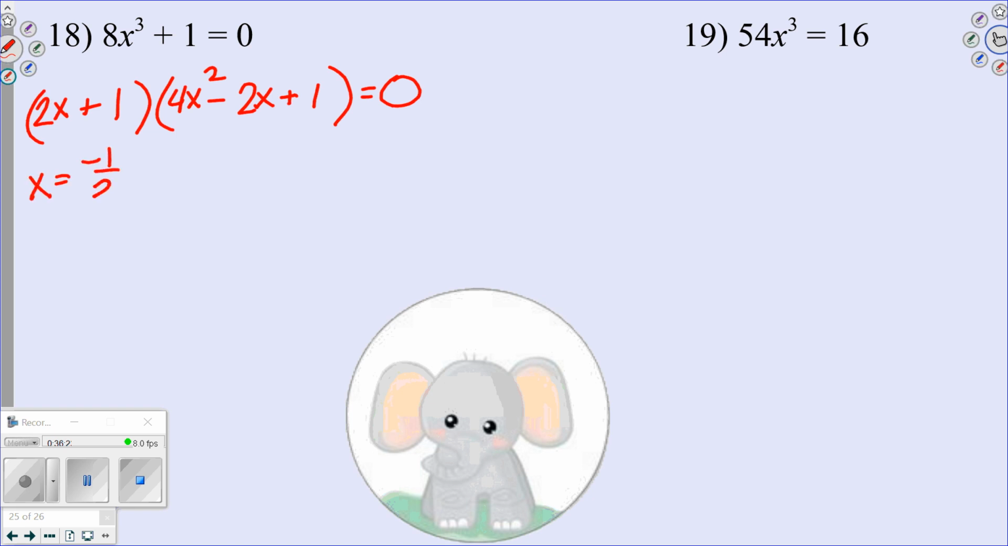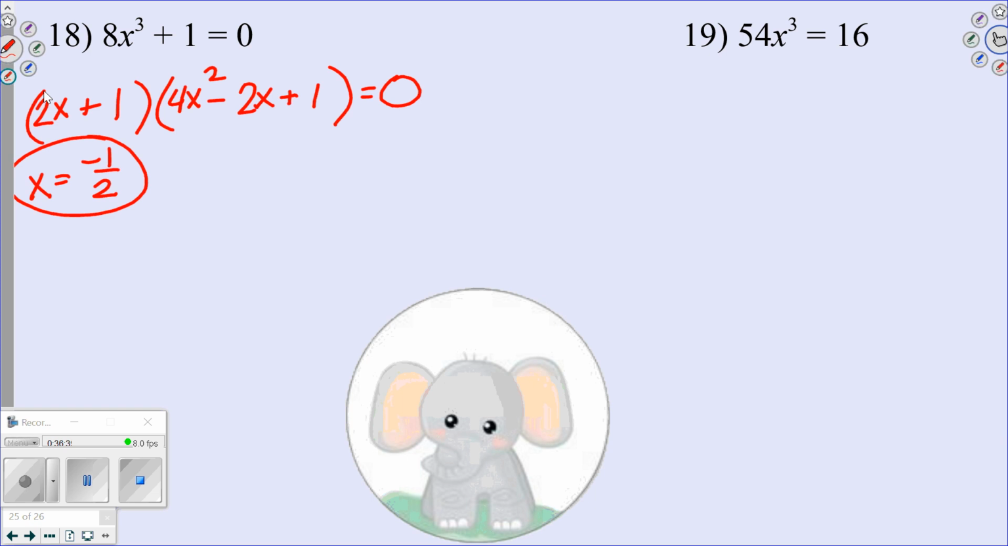Negative 1 over 2, right? We've been solving stuff like that for a long time in here. Now here, will it factor further? No. It will not factor, so you should use the quadratic formula, but because of the nature of these problems, they have a pattern that emerges.